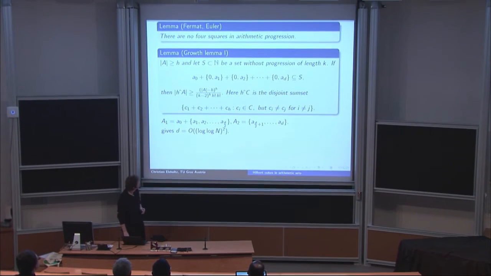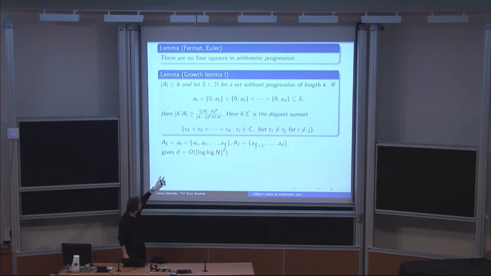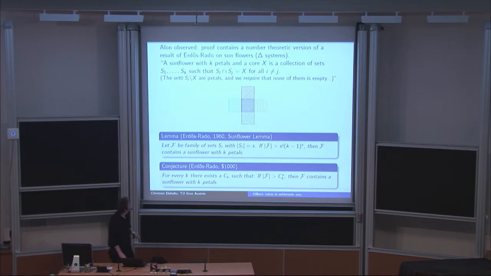So, when we proved that, we were quite unhappy about the weakness of this growth lemma. It's good, but not perfect. And actually, I asked Noga Alon about this, and he said, well, actually, what we proved is somewhere in between, an arithmetic version of a lemma of Erdős and Rado. It's also called the sunflower lemma.